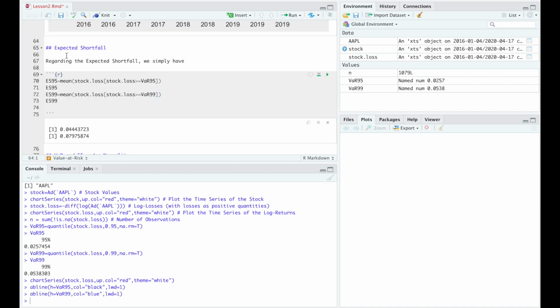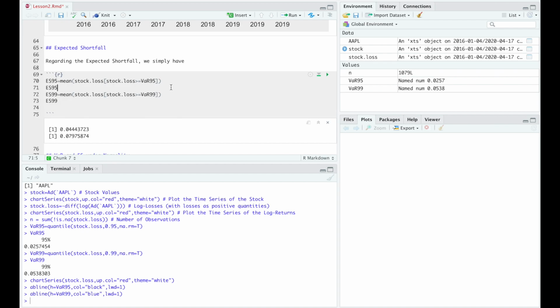Now, if I want to compute the expected shortfall, it is nothing more than the conditional mean of all the losses above a given VaR level. So I can just compute the mean of all the stock losses above the VaR level. This is one of the many ways in which we can write down the expected shortfall, and one of the many ways in which in R we can compute this.